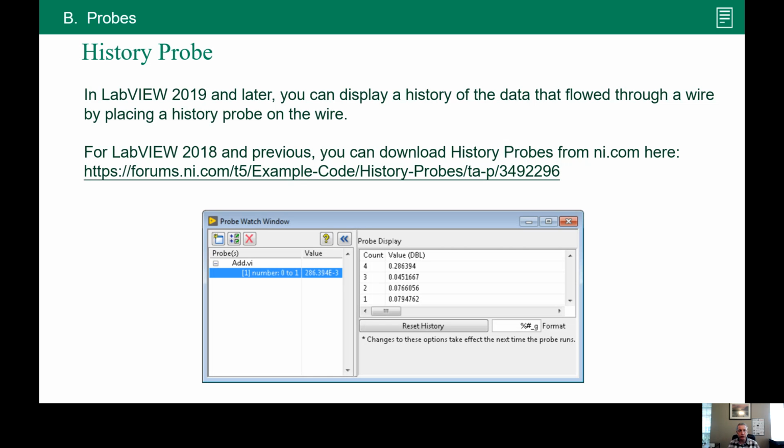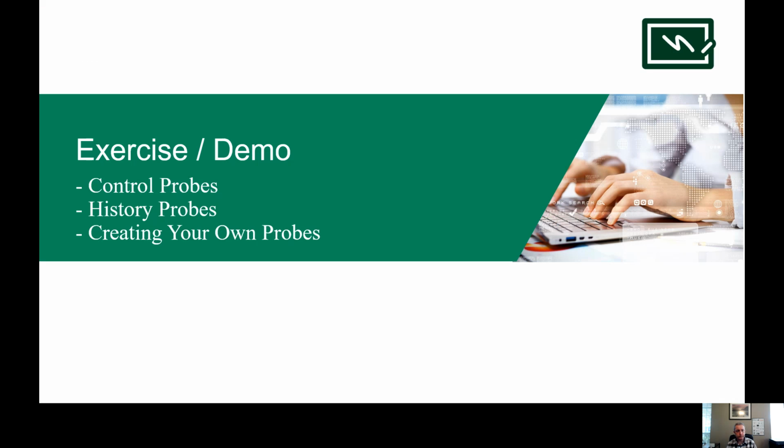Now, I mentioned that the history probe ships with LabVIEW 2019 and later. If you're using LabVIEW 2018 or previous, you can still use history probes. You just have to go download them from ni.com. And I included the link here in the slides. And again, you're going to want to go to bit.ly/dnatlv troubleshooting to get all these links to be able to download these resources in the slides.